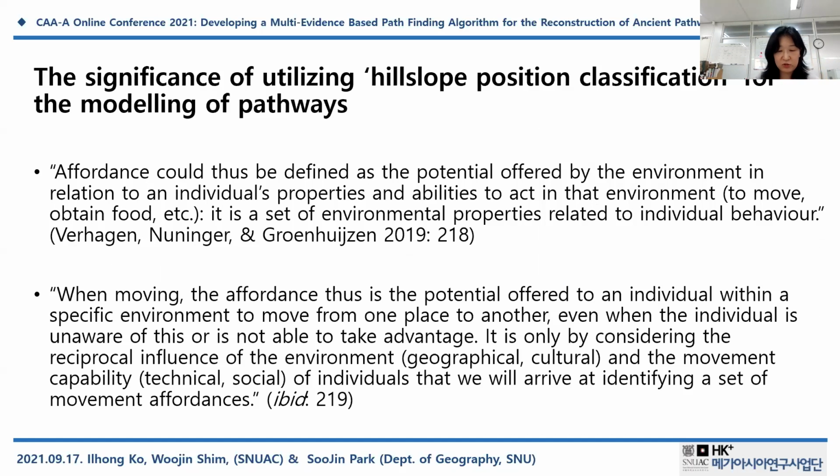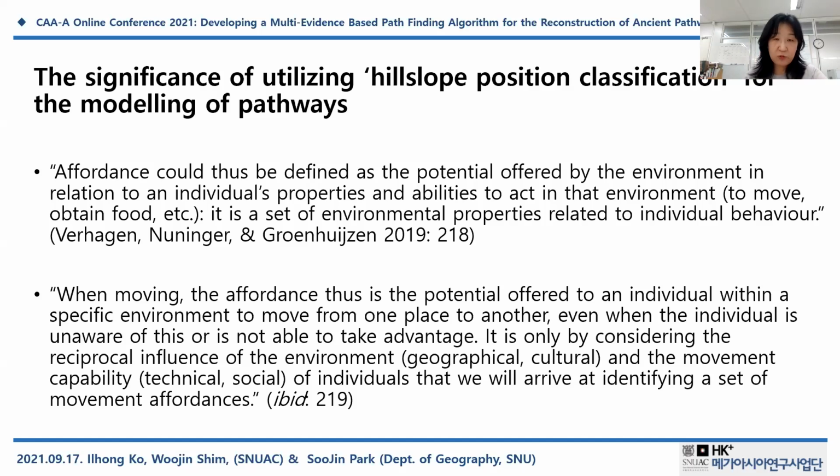Now, according to a recently published book on this issue of ancient pathways, what is important in determining how people move within the landscape is the affordances that the landscape gives them. And we believe that the different hill slope position units featured different potentials for facilitating human actions and movements. And that is how they can link with this topic, this issue of affordances.